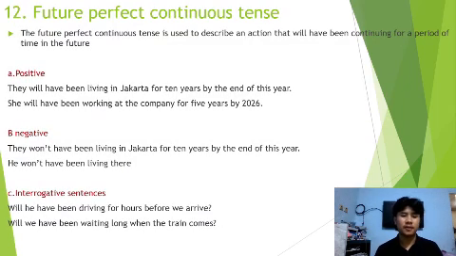Next is the future perfect continuous tense. The future perfect continuous tense is used to describe an action that will have been continuing for a period of time in the future. Positive sentence: they will have been living in Jakarta for 10 years by the end of this year. She will have been working at the company for 5 years by 2026.